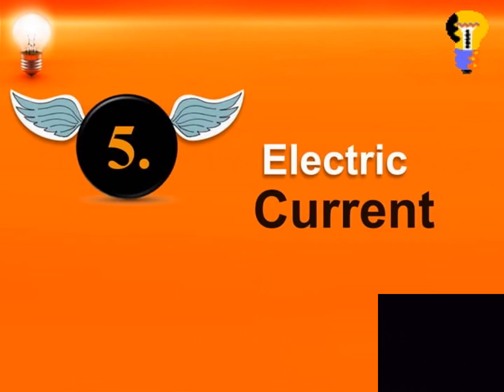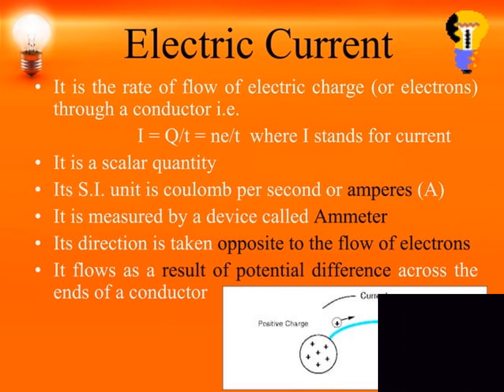Okay. Next, coming to electric current. So what is electricity and what is electric current? Once we know what electric current is, we will understand the difference between electricity and electric current. It is the rate of flow of electric charge through a conductor: I equals Q by T. Here I stands for the current, and Q is the charge. It is a scalar quantity, and its SI unit is coulomb per second, or amperes. It is measured by a device called an ammeter. Its direction is taken opposite to the flow of electrons. It flows as a result of potential difference across the ends of the conductor.